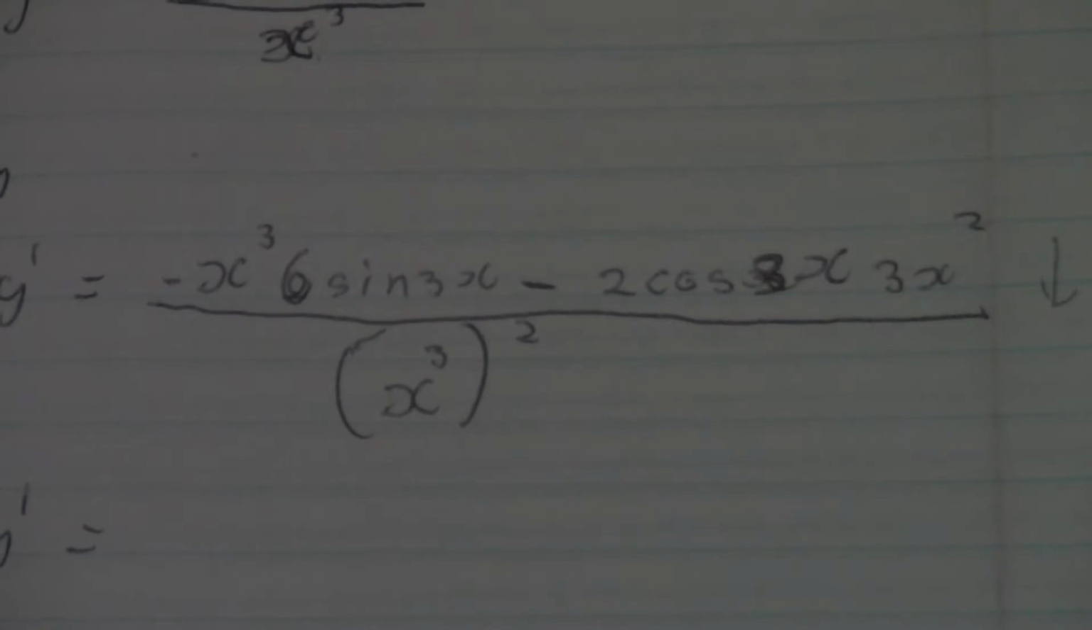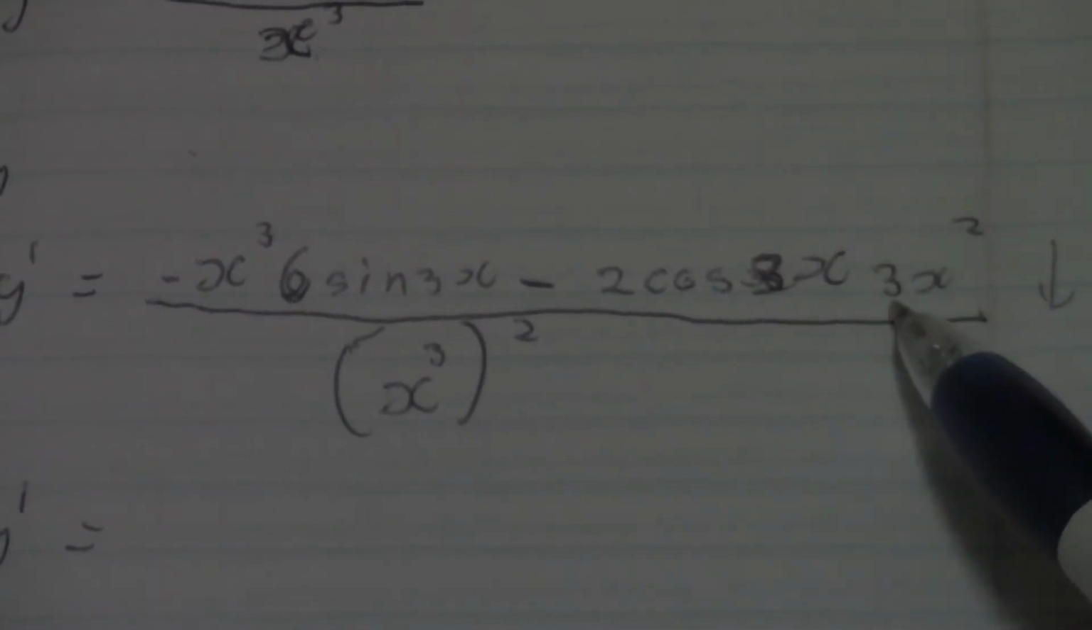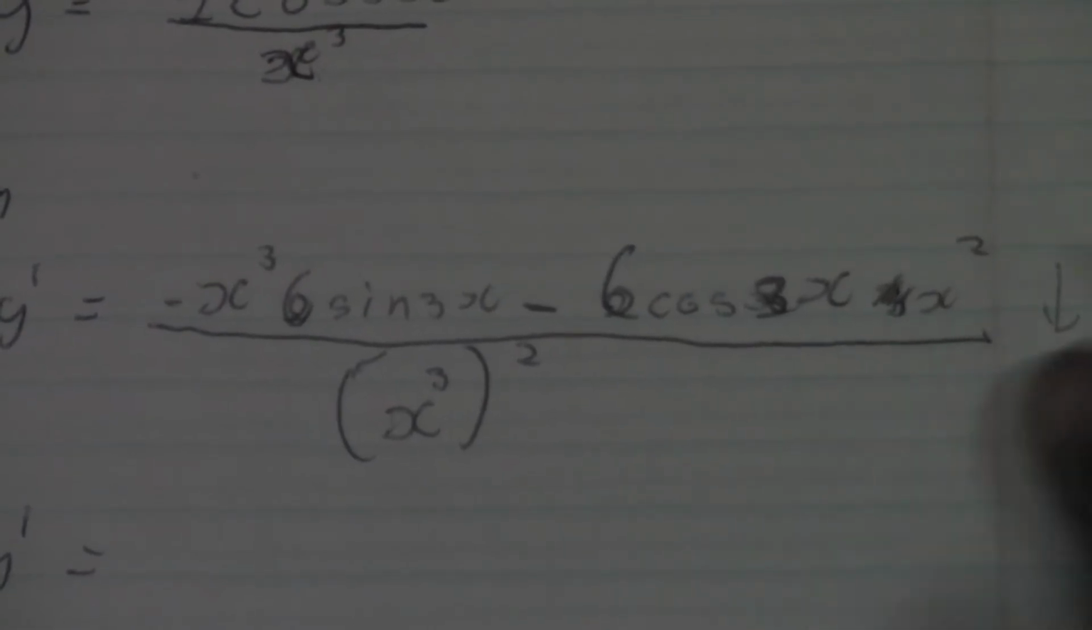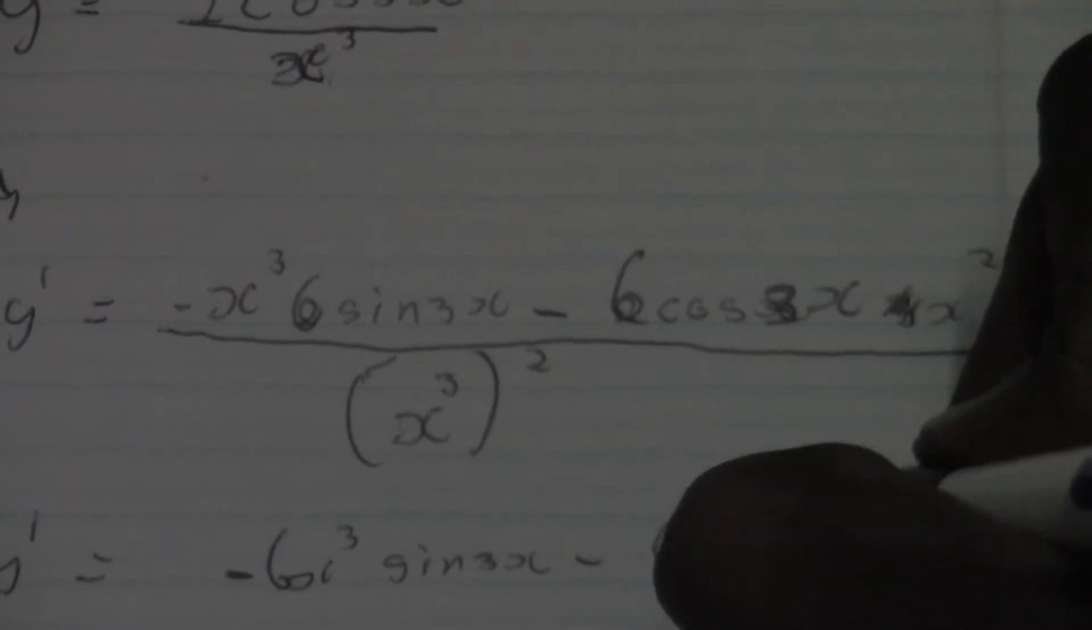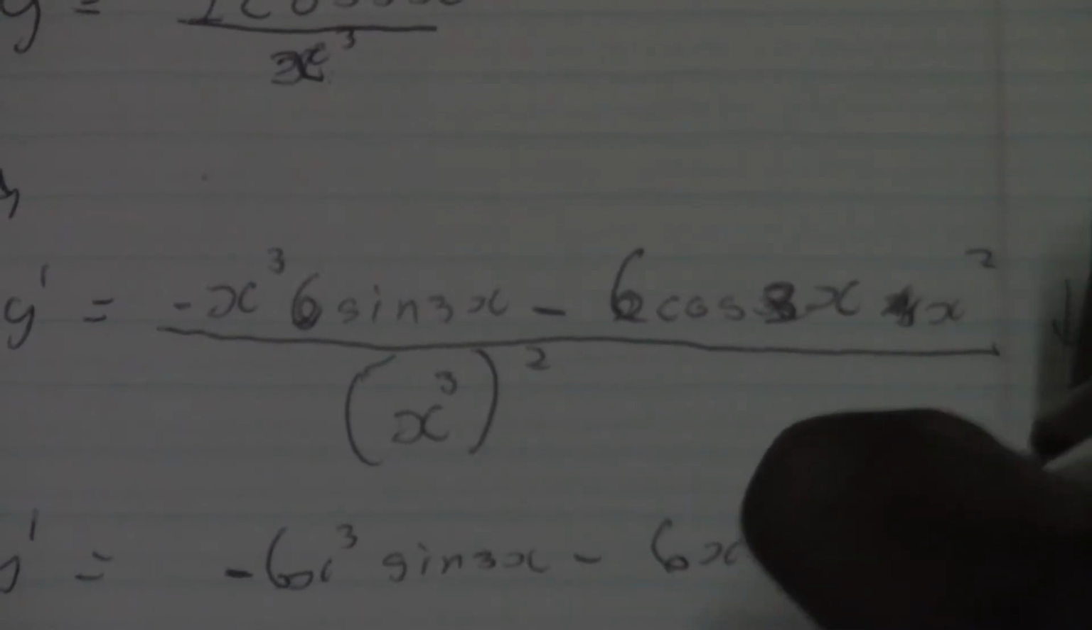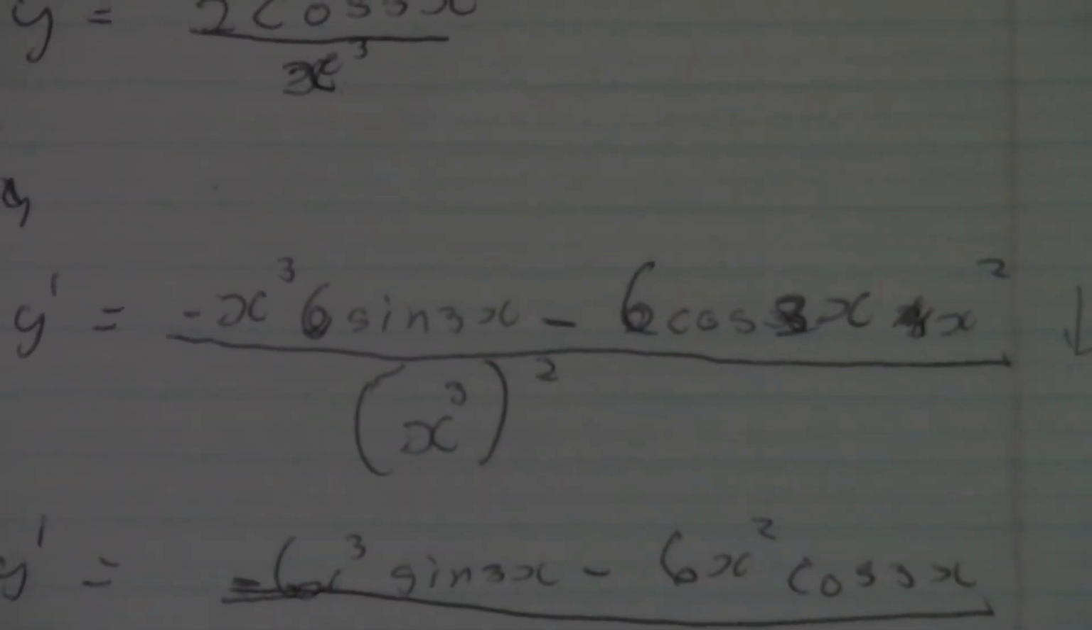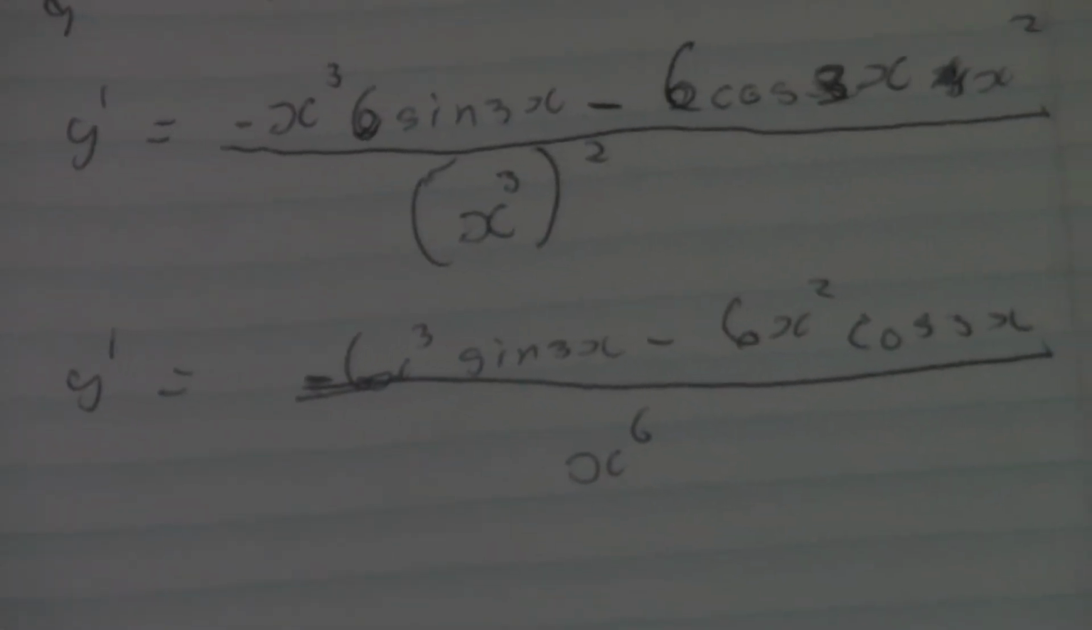Now what you should do is look for common terms, like terms. I see 3 times 2, I see a 6. Let me write this back. This is negative x cubed times 6 sine 3x minus 6x squared cos 3x, all over x to the 6th power. Sorry for running through this. If it was me in an exam, I would have left my answer just as this.